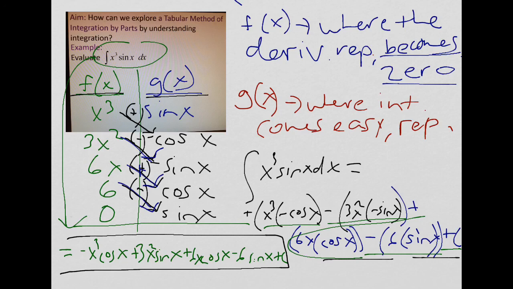So the other reason is because we can. Just make sure that you do have f of x as something whose derivative becomes 0, and g of x as something where we can easily take the antiderivative. All right? So keep practicing this method, and good luck.